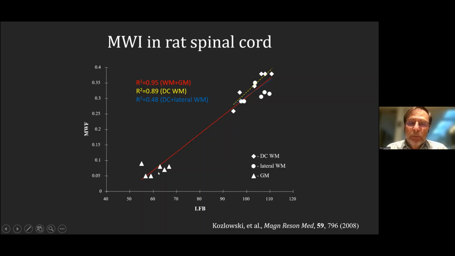Now, if we include both the white matter and gray matter, then obviously it's a bimodal distribution, so it will correlate very nicely. But even when we look at the dorsal column white matter, it actually gives us a really good correlation with the histology.